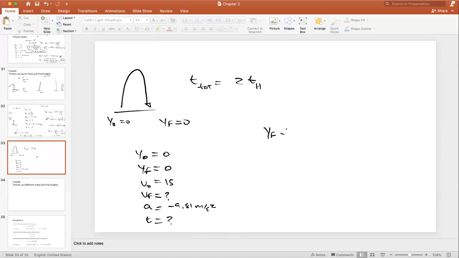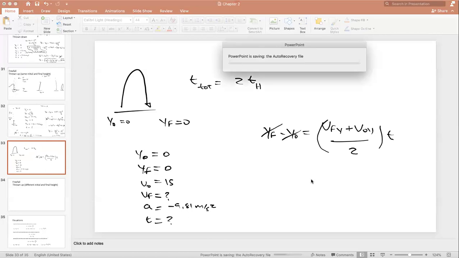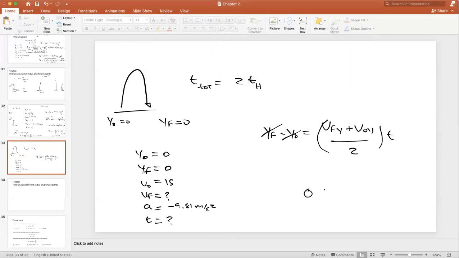We know that y final minus y initial is equal to v final y plus v initial y over 2 times t. These guys are both 0, right? So what we get is that the t over 2 cancels away, and we get that 0 is equal to v final y plus v initial y, or v final y is equal to negative v initial y. So since this was positive 15 meters per second, we know this will be negative 15 meters per second. Whatever speed it went up with, it comes down with, right?